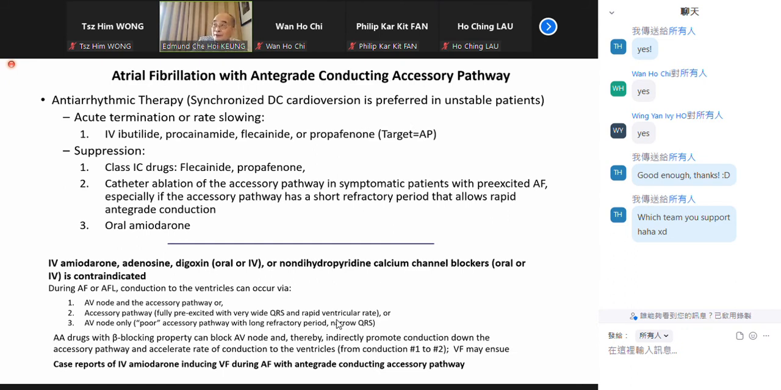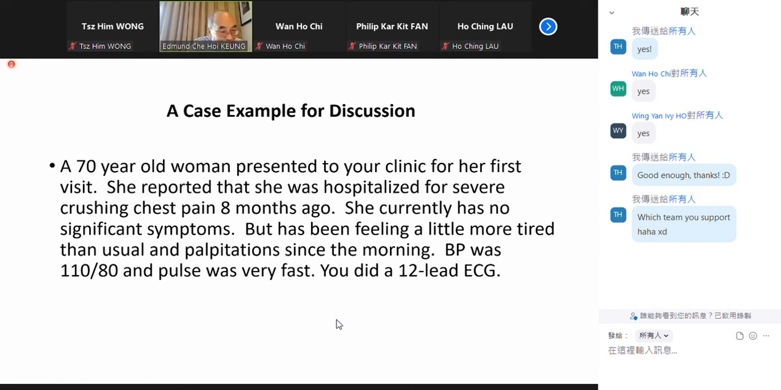Now, this is AF with an antegrade conducting accessory pathway. We talk about this. Acute termination, synchronous DC cardioversion is the best. And if you want, and you have to, you can use IV. Chronic suppression, we always like to do cath ablation to get rid of the accessory pathway, so that we don't have to worry about going into rapid AF through the accessory pathway. Acutely, AF with rapid response, antegrade conducting system: no IV amiodarone, no adenosine, no digoxin, nothing that acutely attacks the AV node. All right. I think towards the end, we'll go through an example. We'll see more examples later in the first session.